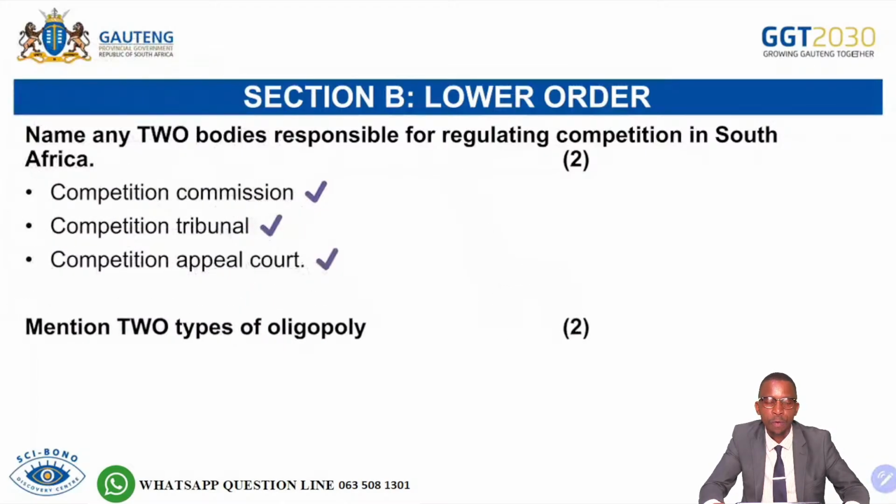Mention two types of oligopolies. So indeed, we have two types of oligopolies, which include, firstly, the pure oligopoly, and then we have the differentiated oligopoly.